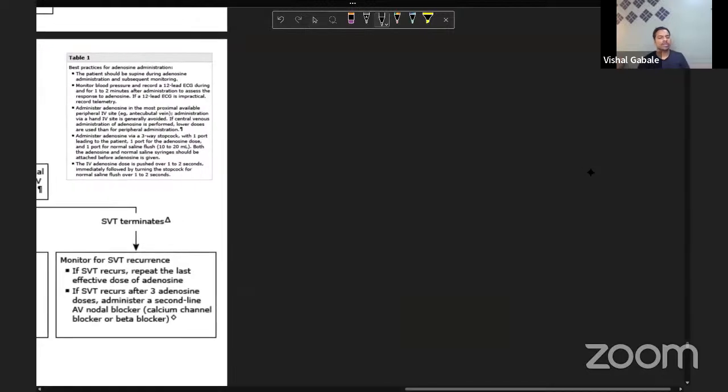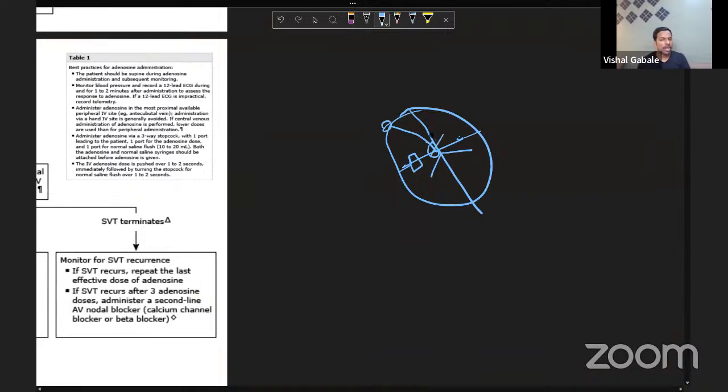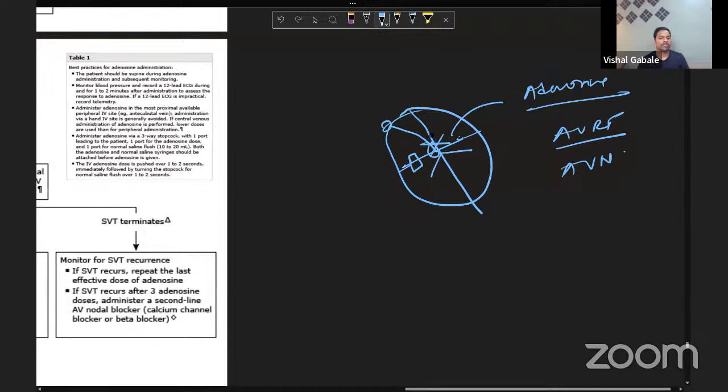Okay, suppose this is the diagram of your heart. Okay, this is your accessory pathway. Okay, this is your AV node. So if you are giving signals from the RA, that is your SA node, to the AV node, and if you're giving AV nodal blocking agents like adenosine, you can stop the AVRT or AVNRT also for that matter.